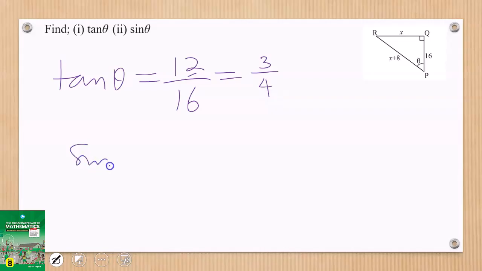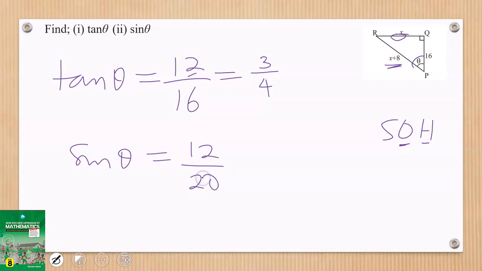Then we want to find sine theta as well. Sine theta is SOH, that means opposite over hypotenuse. Opposite of the angle is still our 12 over hypotenuse, which is 20. Reducing this to the lowest form, 4 can divide 12 as 3 and 4 can divide 20 as 5. And so that becomes our answer.